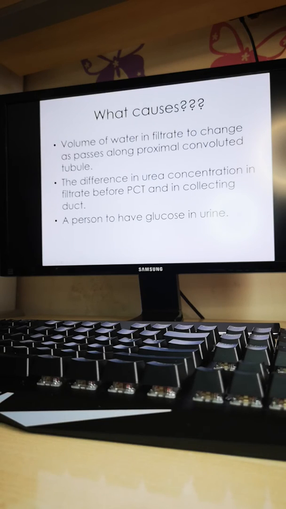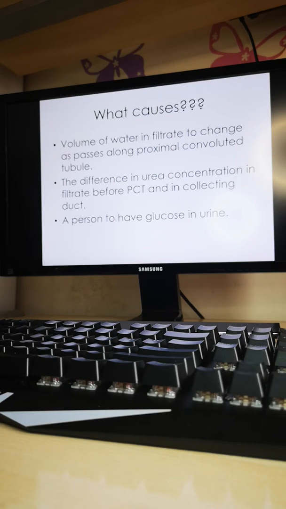For the second one, this is a really good question, and a lot of the data questions are based on this, as you'll see. The difference in urea concentration in the filtrate before the proximal convoluted tubule and in the collecting duct. The one thing we do not reabsorb from the filtrate is urea. The whole point of urine is to get rid of that waste product. Okay, well, not the whole point, but one of the main points. Obviously urine is about balancing how much water and ions are in the body as well, but this is a waste product that's poisonous if it builds up in the body, and we need to get rid of it.